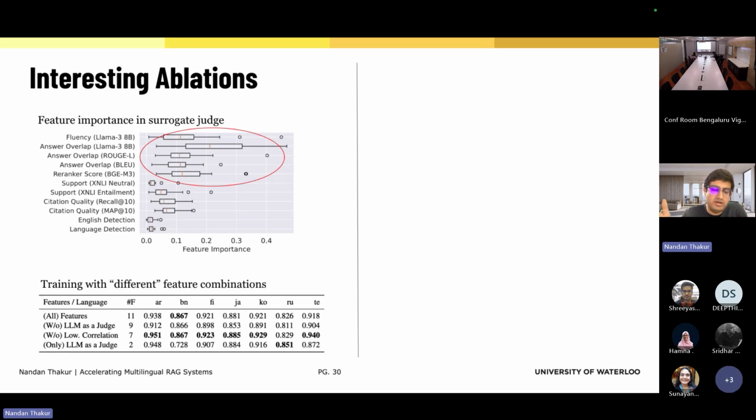We also tried an ablation where we tried different feature combinations. In our case, what we found works best is if you remove these very low correlation features, you get the best surrogate model instead of training on all features. So coming up with your handcrafted features and only using those which you think are important works well for training the surrogate judge.